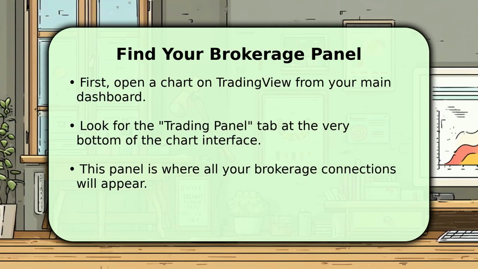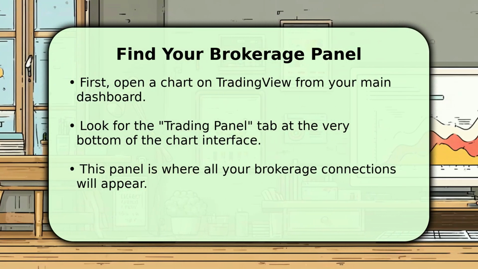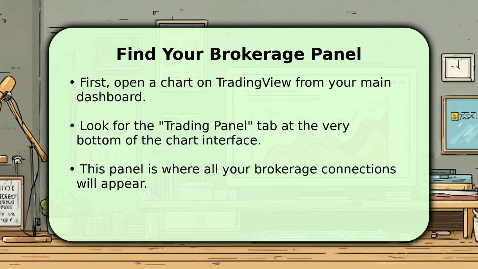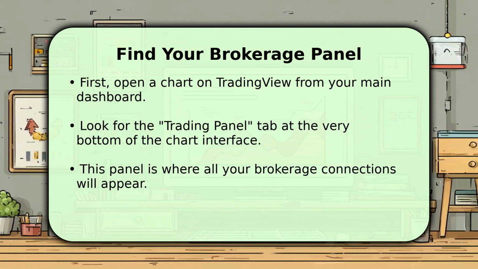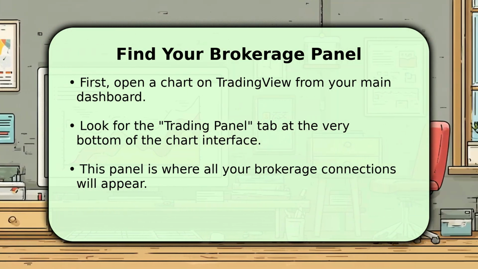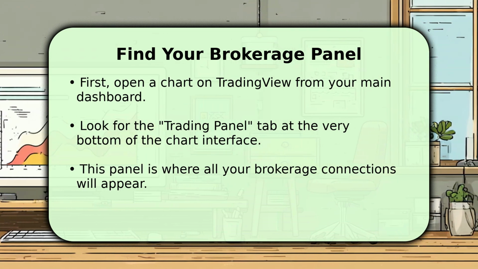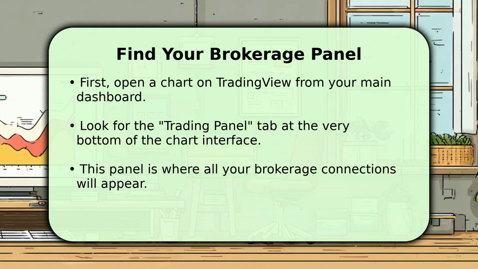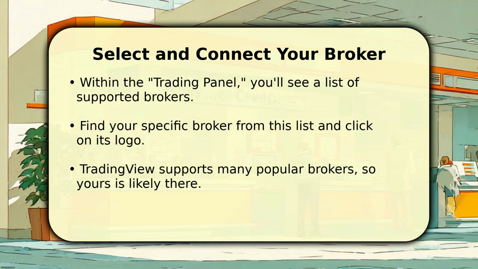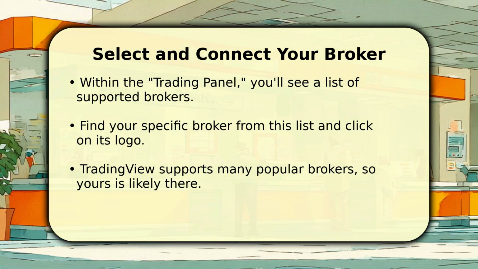Once you're on any chart, simply look towards the very bottom of your screen. You'll see a section there labeled Trading Panel. Click on that, and it will expand to show you a list of available brokers. This is your gateway to connecting with your preferred trading account, making it super easy to find exactly what you need. Now, within that trading panel, you'll see a diverse range of broker logos.